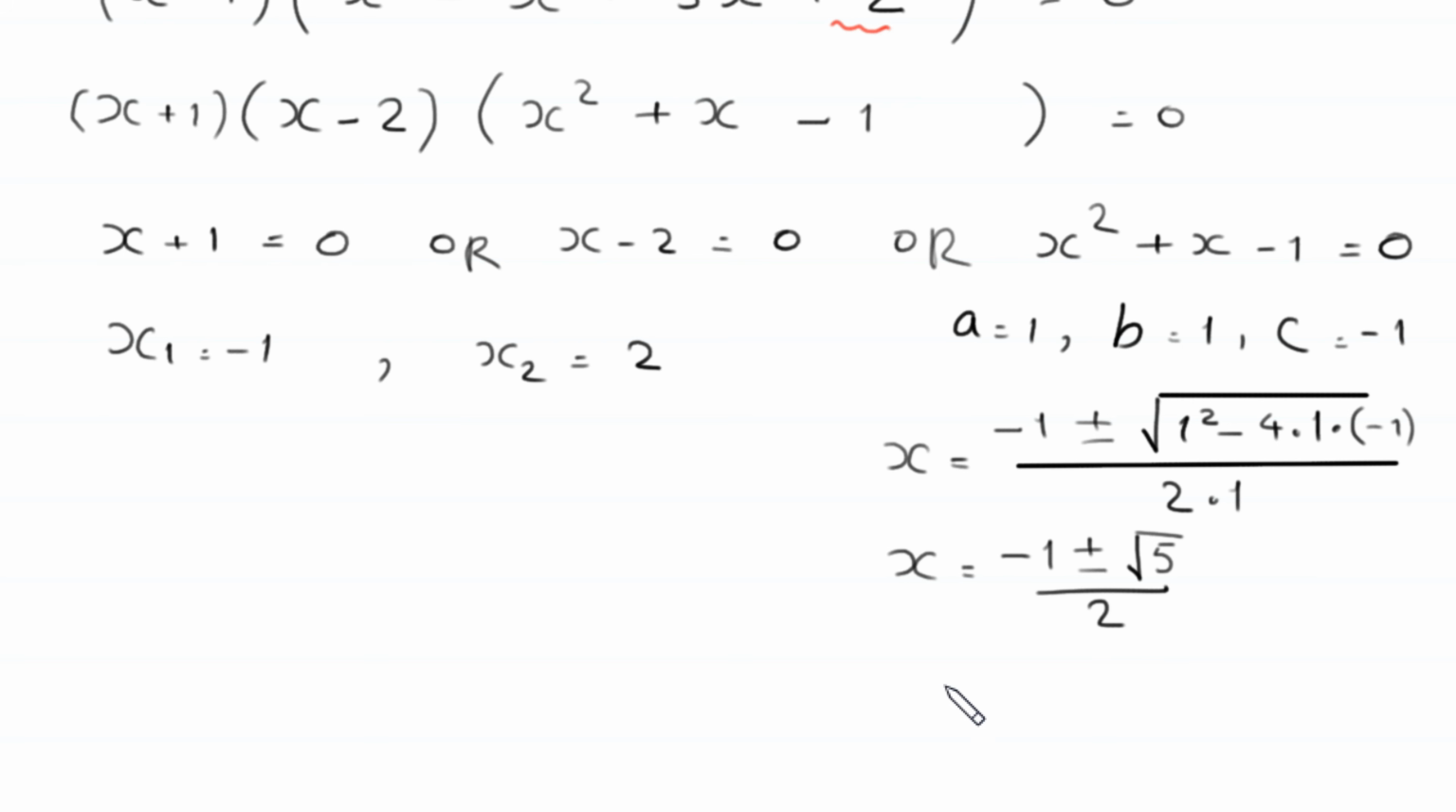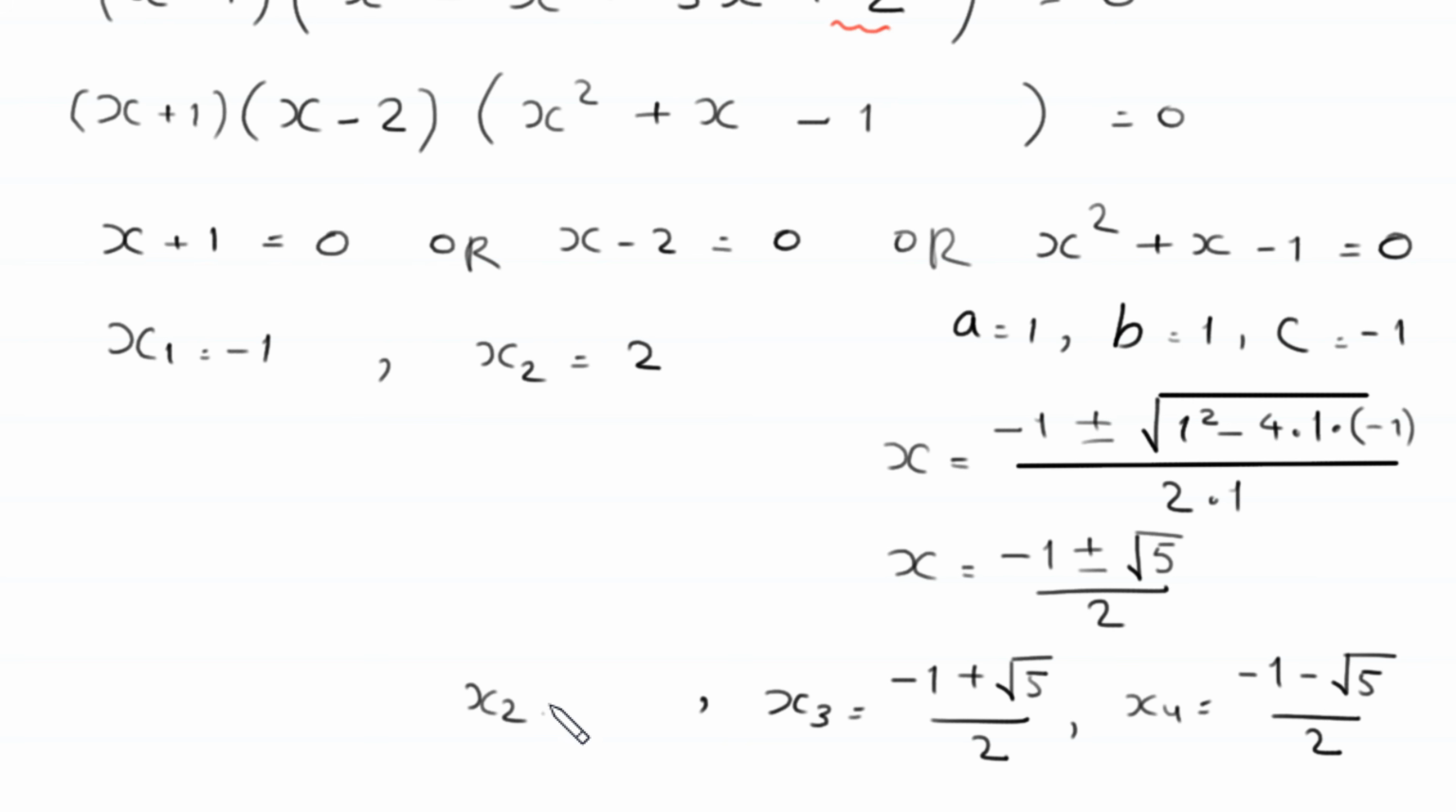So from here we get two values of x. x3 is equal to negative 1 plus square root of 5 divided by 2, and x4 is equal to negative 1 minus square root of 5 divided by 2. And first we got x2 is equal to 2, and x1 is equal to negative 1. So we have 4 values of x. Now we verify these values of x, to see which values of x are solutions.